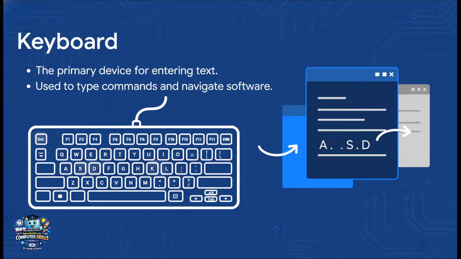First up, the good old keyboard. Its main job is pretty obvious, right? We use it to type words. But it's so much more than that. It's also how we issue direct commands and use keyboard shortcuts, like hitting Control-C to copy something. It's our main way of literally writing to the computer.